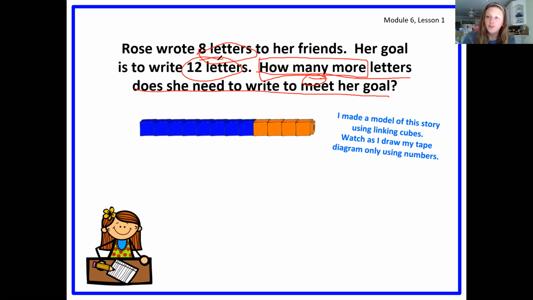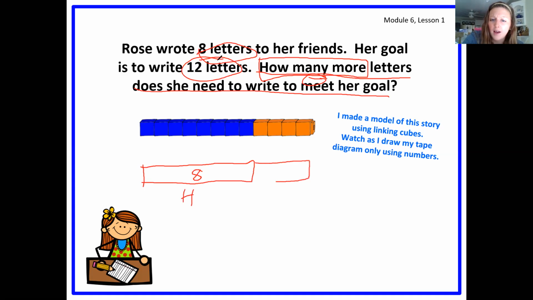Easy, evaluate. So I'm going to evaluate what I know. All right, so I know she has 8, and that's what this blue shows me. So I'm going to go ahead and start my tape diagram right here to show here is 8. So I'm going to put the number here for 8, and I'm sorry, I did that wrong. I put 8 in the box, and this is how many she has written. So I'll put an H right here. Now I know she wants to get to, what's her goal? 12. So I can go like this, and I know her goal is for 12 letters. I'll put the L right there.